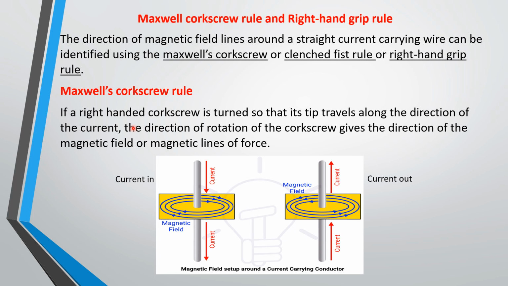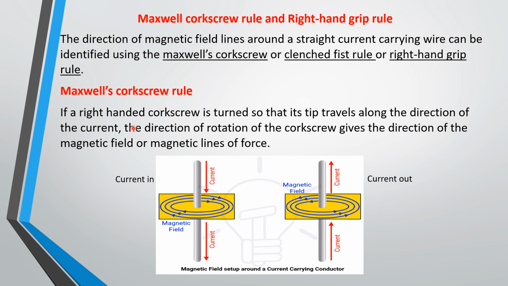If your fingertip is pointing towards the direction of the current flow, then look at the direction of your other fingers. You will see that the other fingers are moving in a clockwise direction. That shows the direction of the field lines. You can do that now as you are listening to this video.